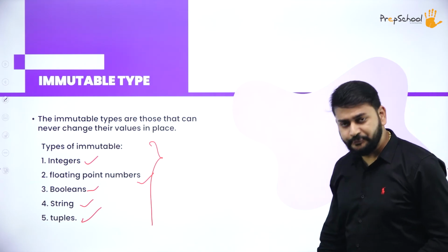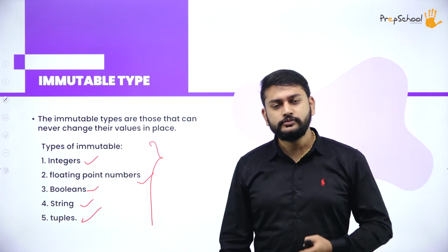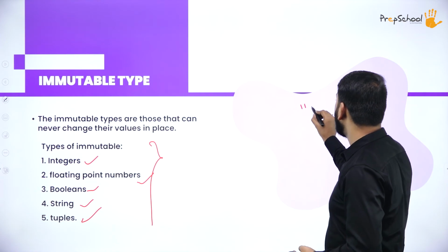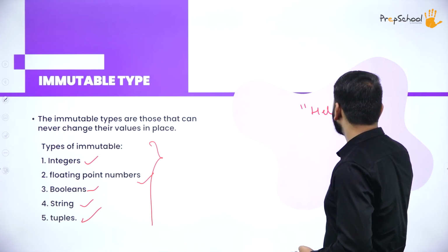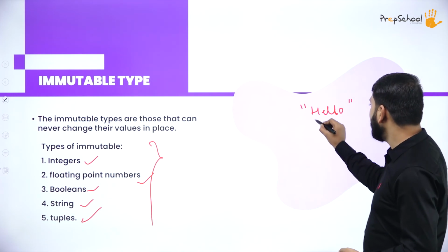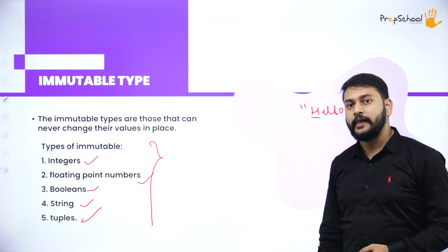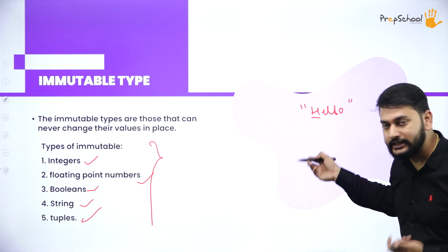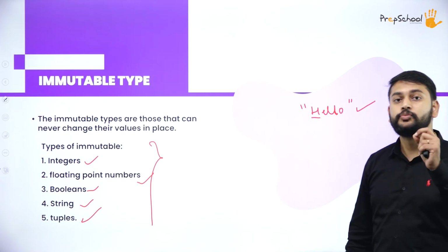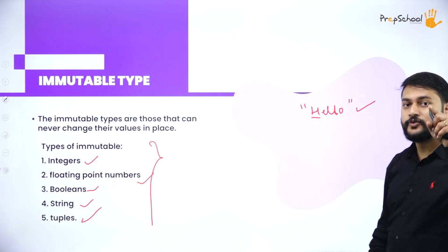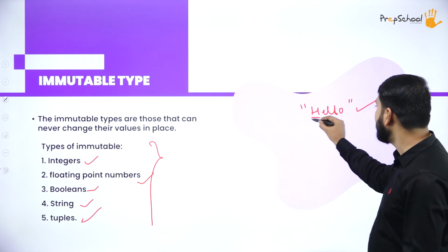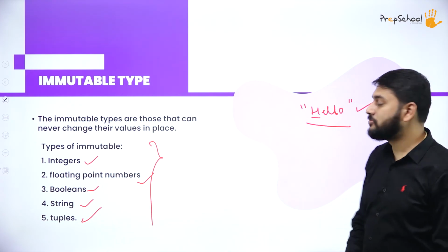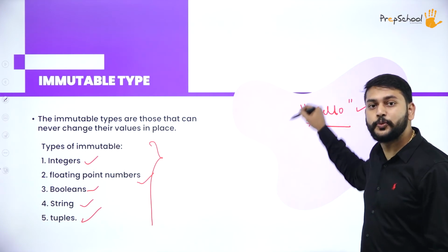You gave me an example which is very general. Can you give us a technical example? Yes. Let's say I have the string hello. Can I replace the H in this particular memory location? If I am able to replace it, it comes under mutable. If I am not able to replace it, it comes under immutable. What data type is this? This is a string. So I will not be able to replace this in this particular memory location.